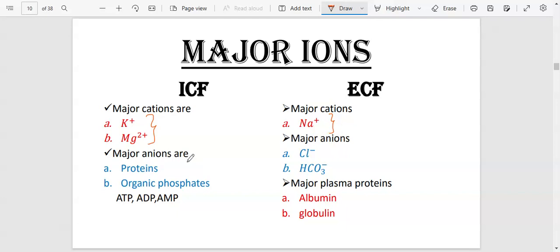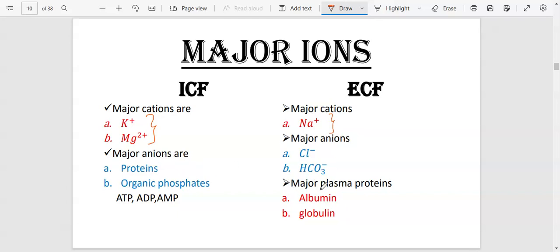And then when you look at those which are negatively charged, the anions, for the intracellular fluid, you have proteins and organic phosphates such as ATP, ADP, AMP. That is adenosine triphosphate, adenosine diphosphate, and adenosine monophosphate. So mostly these are the major anions, those which are negatively charged.